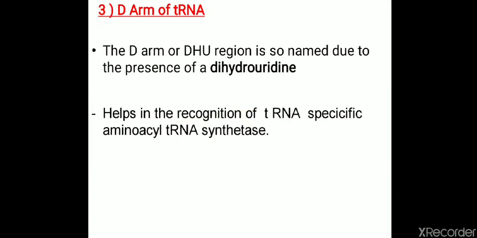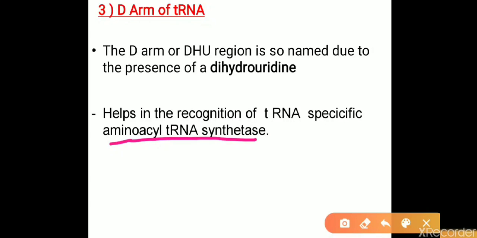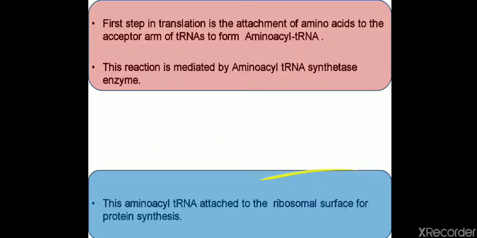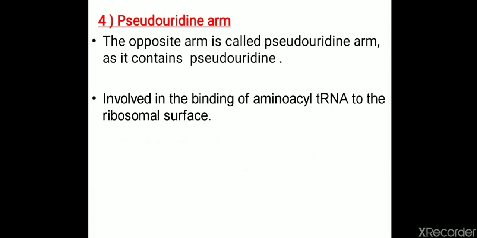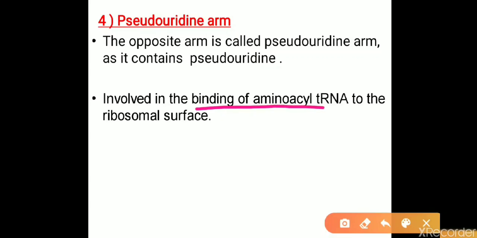And this D arm's function is that it helps in the recognition of tRNA by the specific amino acyl tRNA synthetase. So this dihydrouridine arm helps in the formation of amino acyl tRNA. That is the function of D arm of the tRNA. And regarding the function of pseudouridine arm, it is involved in the binding of amino acyl tRNA to the ribosomal surface. This is required for protein biosynthesis. So that is the function of pseudouridine arm.